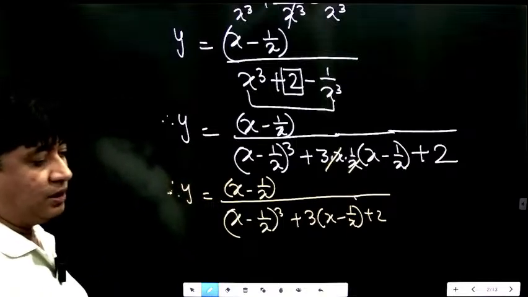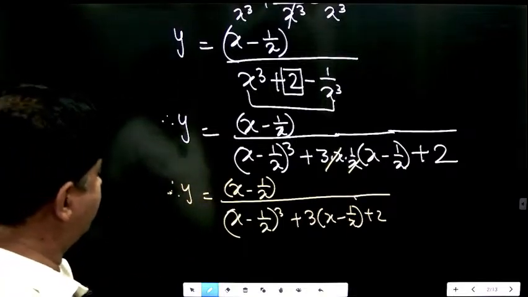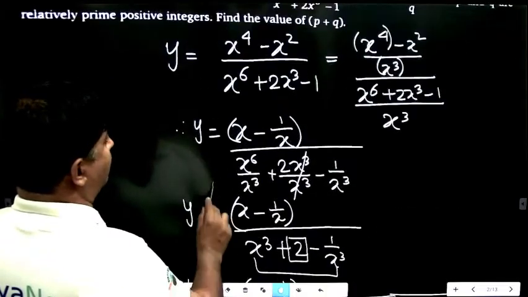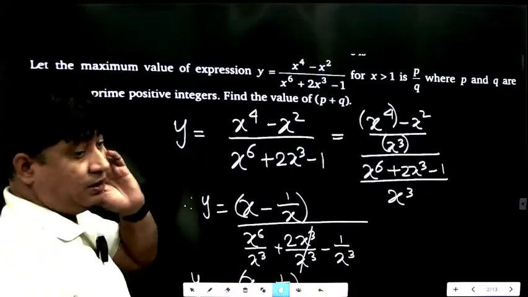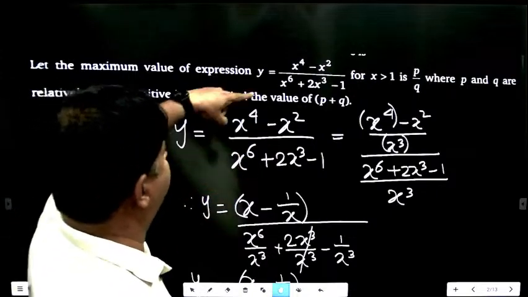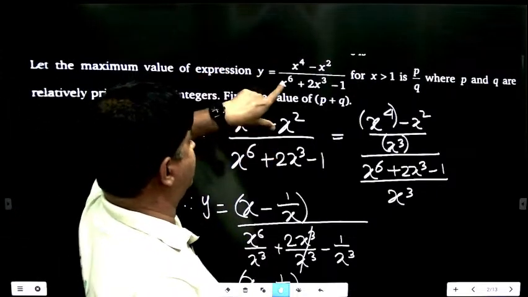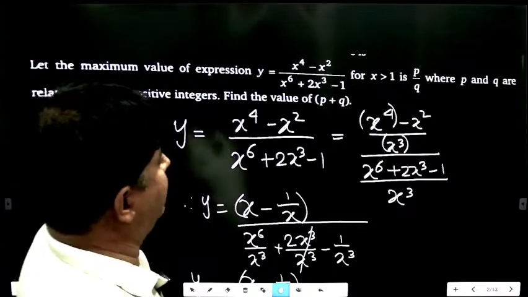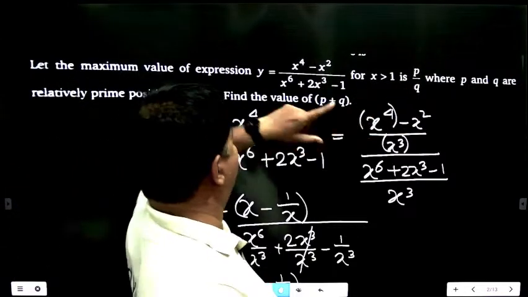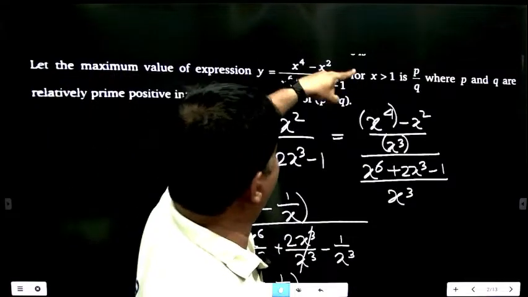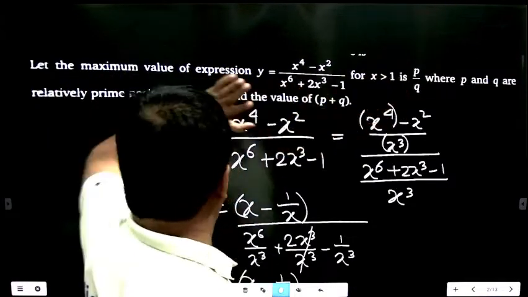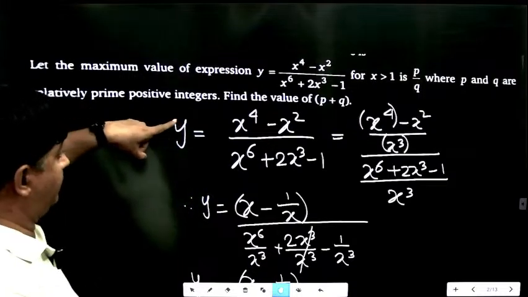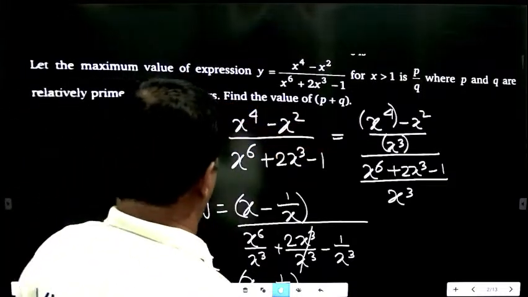But after this stage, how to proceed? So from the beginning, what we have done? This is the sum, x to the power 4 minus x square by this, where x's criteria is what? Greater than 1, and the maximum value of the whole expression is p by q. How are p and q related? They are relatively prime. Find the value of p by q.